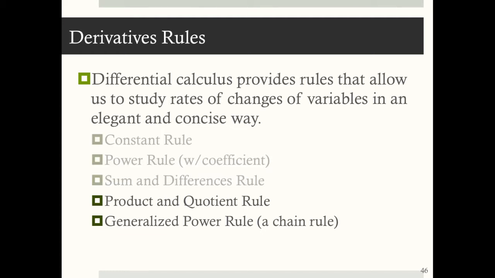And we've already gone through the constant, power, and sum and differences rules. What we're going to go through in this part is the product and quotient rules and the generalized power rule. And I'm actually going to start with the generalized power rule first because this is what your text does.